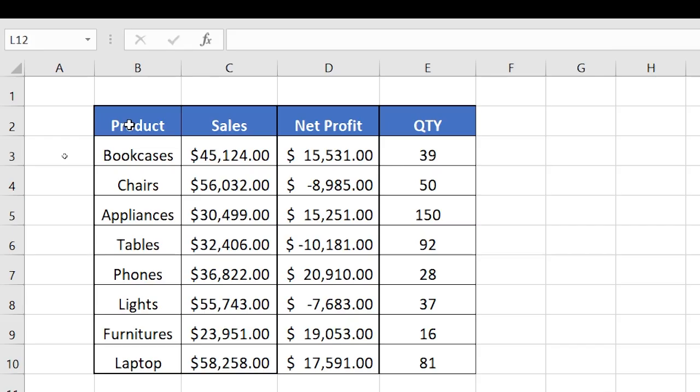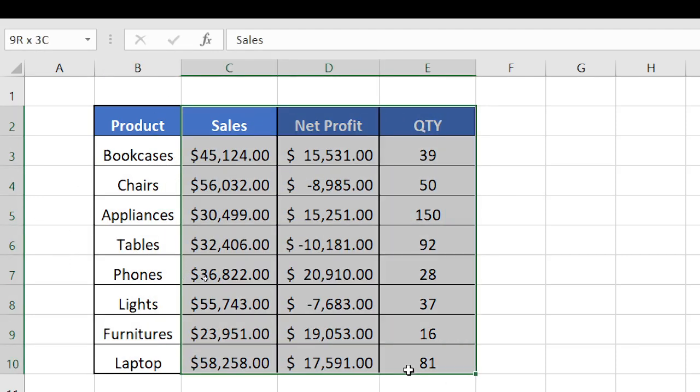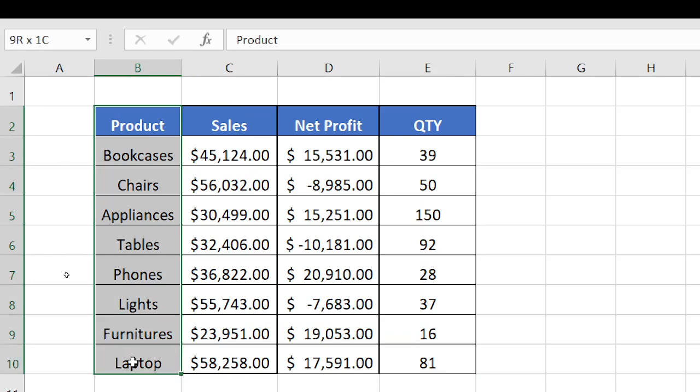Here we have this table which has product, sales of those products, net profit for all these sales, and the quantity of these products. Here the sales is related to the products that we have here. Net profit is also related to the products, and quantity is also related to the products. So all these three variables are related to our products.